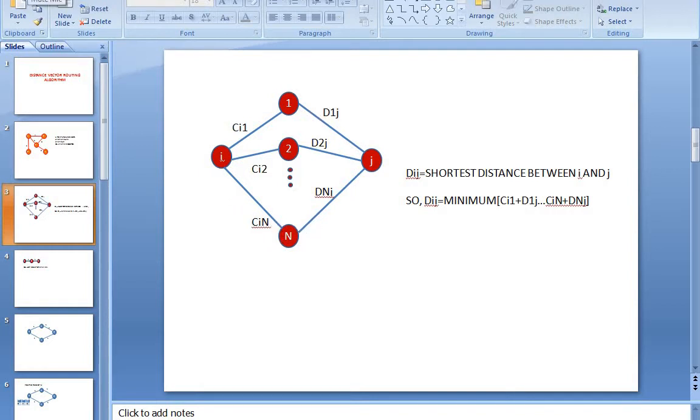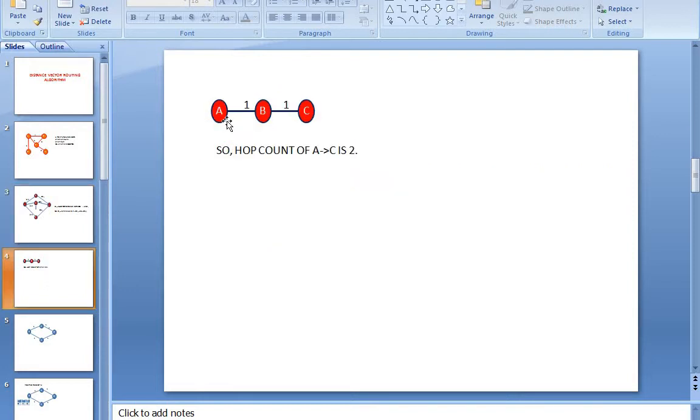In distance vector routing algorithm, cost is normally hop count. What is this hop? Hop is the number of networks crossed. Let's see this. Say here we have some nodes, node A, node B, node C. Node A is a network, node B is another network, node C is another network. The cost between A and B is 1. The cost between B and C is also 1. Now, in case of hop count, from A to C, the number of hops will be 1 plus 1, that is 2.